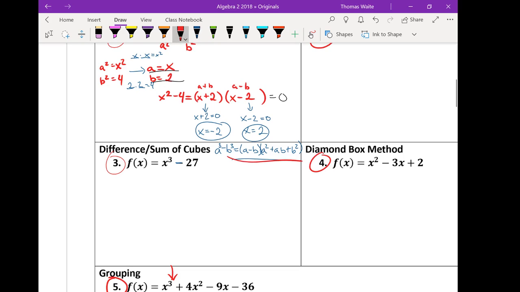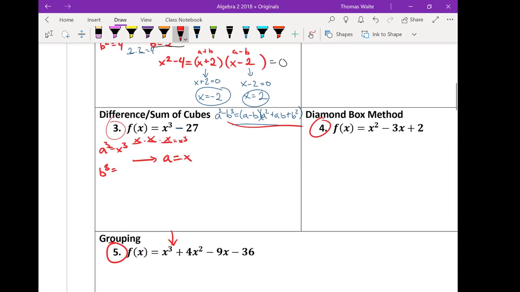All right, so let's figure out what my a and b are going to be. a cubed is x cubed. That means something times something times something equals x to the third. That would have to be x times x times x. So that means a equals x.